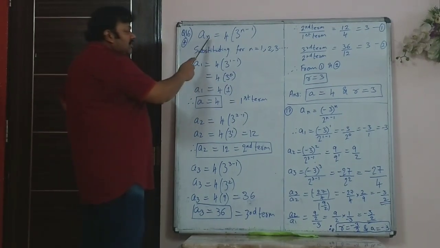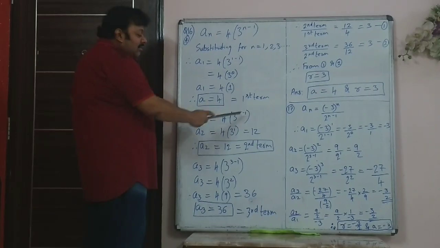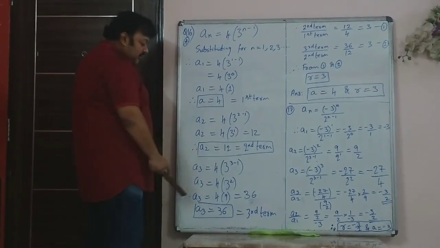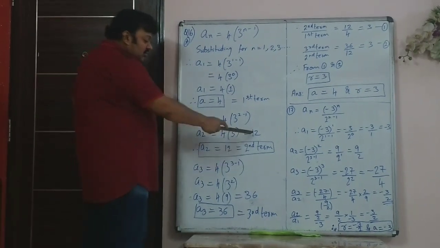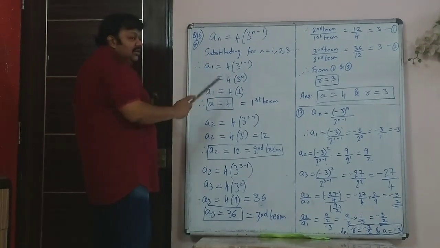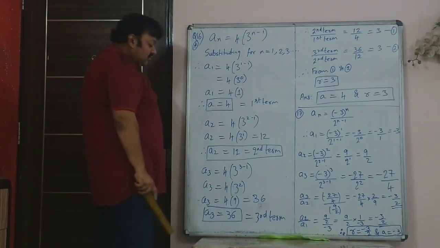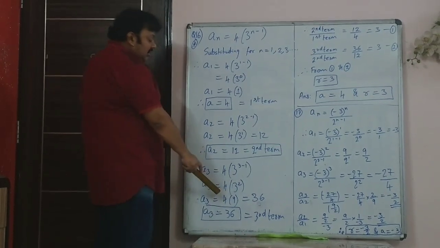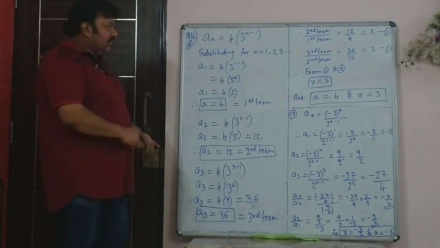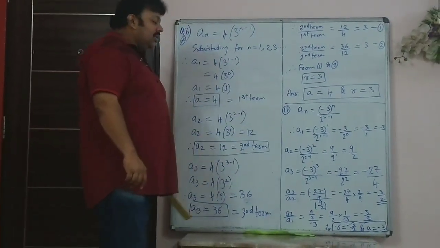Then A2, I will substitute n is 2. So A2 will be 4 into 3 raised to 2 minus 1. So it is 3 raised to 1. So 12. So A2 is 12. That's the second term. Now A3, I have to substitute n is 3. When I substitute n is 3, this becomes 3 raised to 2, which is 9. 9 into 4 is 36. So A3 is 36. That is the third term. So now you have first term, second term, third term.